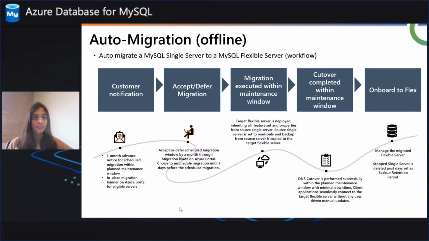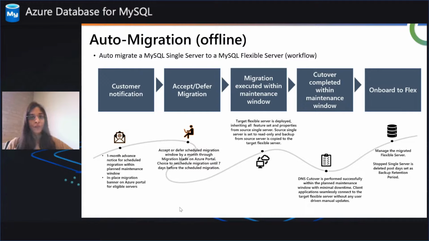Next, within the plan maintenance window, we execute the migration. The target flexible server is deployed. It inherits all the feature set and properties from your source single server. Then the source single server is put to a read-only state, and the backup from the source server is copied over to the target flexible server.